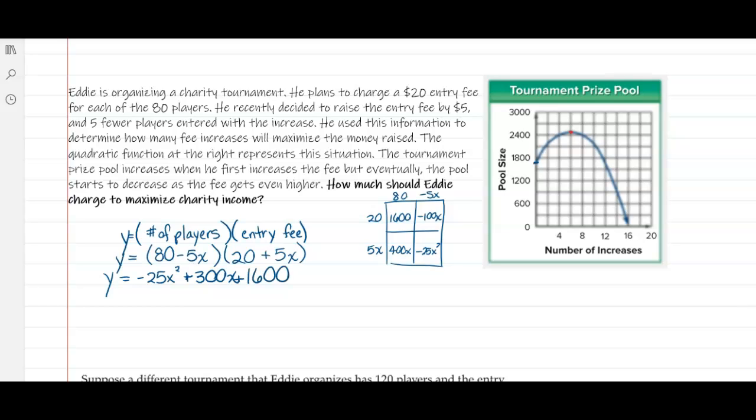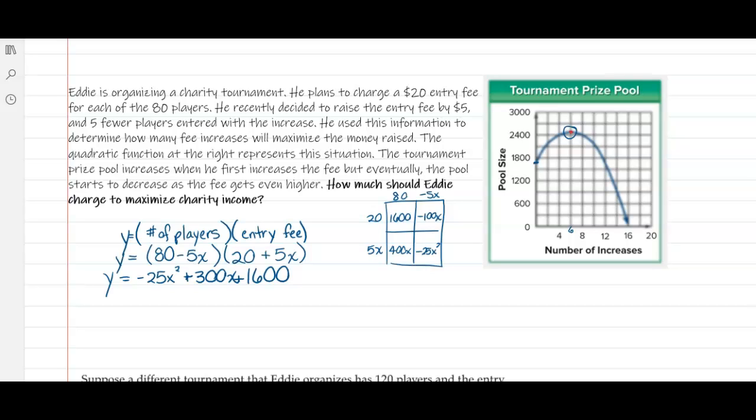If I were to graph this, it would look just like this picture we have on the right. So again, I want this number. It's kind of hard to tell from the graph. It looks like it's at 6. So I think that's what my x value is going to be, but I don't want to assume things. Let's make sure.